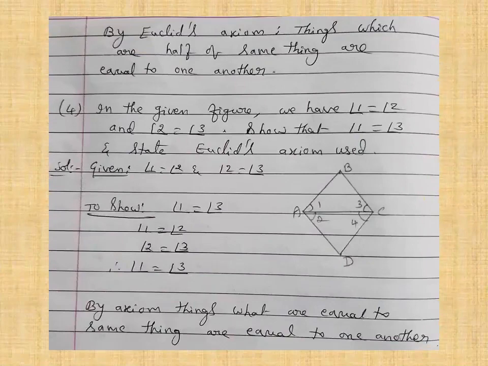In the given figure, we have angle 1 equals angle 2 and angle 2 equals angle 3. Show that angle 1 equals angle 3 and state the Euclid's axiom used. What is given? We have to write first: angle 1 equals angle 2 and angle 2 equals angle 3. Now to show that angle 1 equals angle 3: angle 1 is equal to angle 2, angle 2 equals angle 3, so angle 1 equals angle 3. That means by axiom, things which are equal to the same thing are equal to one another.